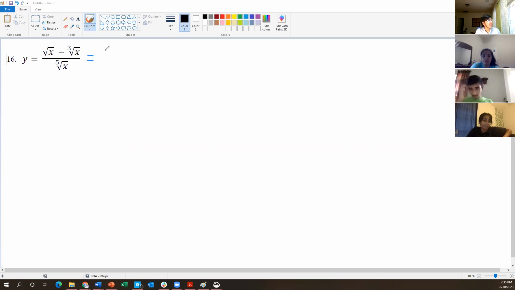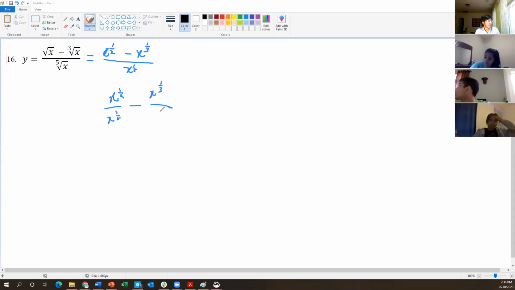So this one I can write as x to the half minus x to the 1/3 over x to the 1/5. Now, this requires some thought, right? You can do what Alina was talking about, where you break it up into the fractions: x to the half over x to the 1/5 minus x to the 1/3 over x to the 1/5, and then simplify it from there. Or you can think about it as factoring x to the 1/5 off of the numerator, and then you can eventually cancel it. So that's what I'll do.